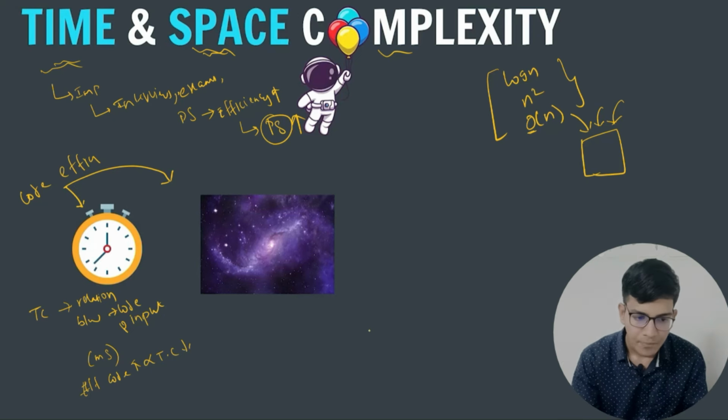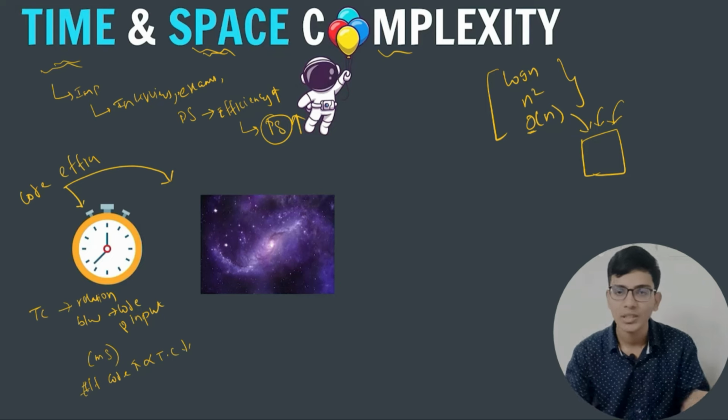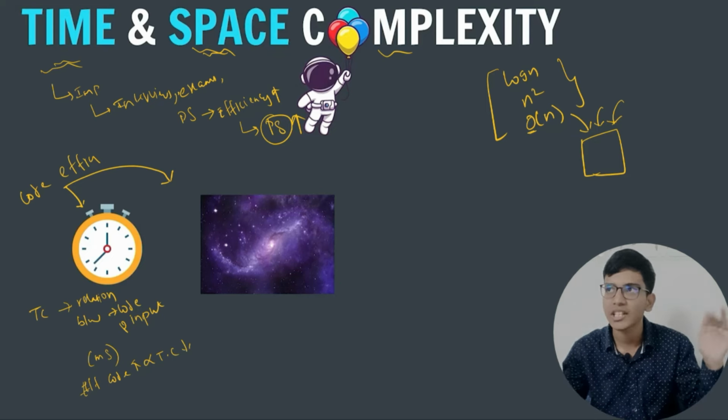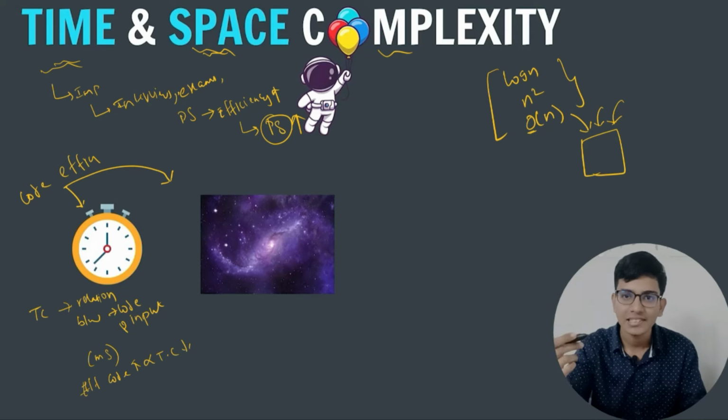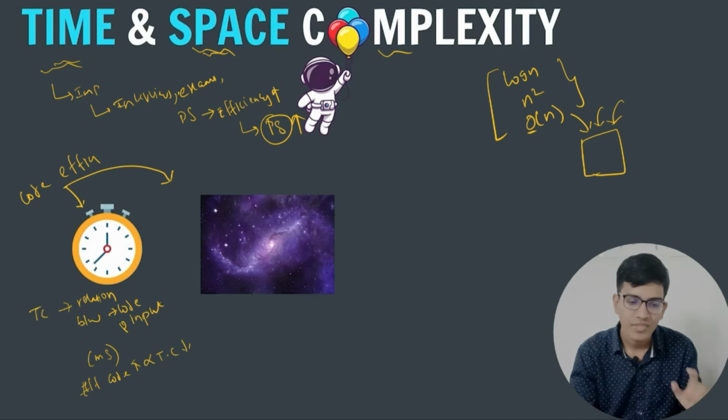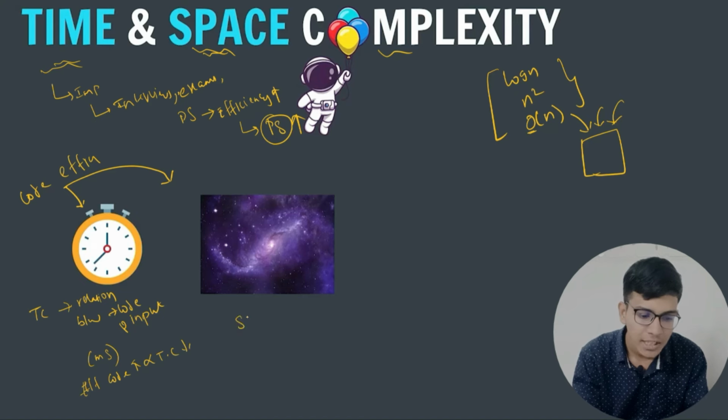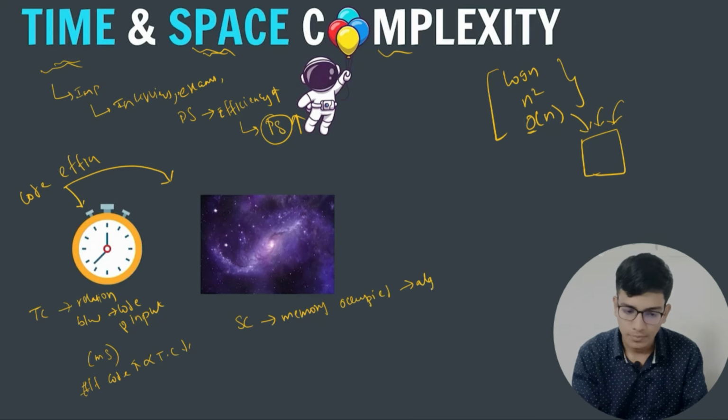Similarly, space complexity is not the real space. Like we live in three-dimensional space, right? So all around are things, this is tiles, this is building, this is pen. This is not a real space. In computer language, space complexity means the memory occupied by a particular algorithm. So the less memory it occupies, it is considered good code.